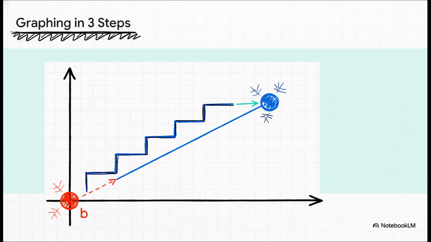First, you begin with b. That's where you plot your starting point. Second, you move with m. You use that slope like a set of directions. And third, you just connect the dots. That's it. It works every time.